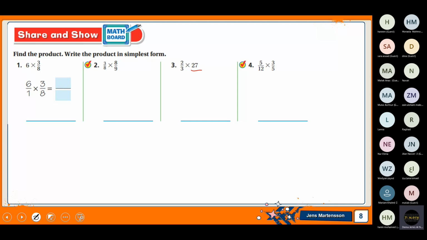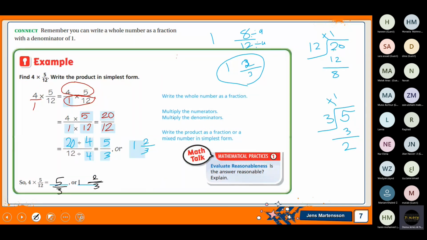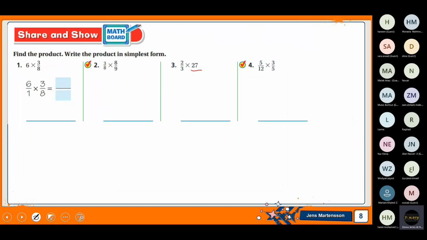Huriya, listen to me. Here we have 2 over 3 as a fraction and 27 as a whole number. How will you write the whole number as a fraction? Look at me here, what I told you before. You want to write it as a fraction, you have to put the denominator as what? How do you write a whole number as a fraction? That's how you write a whole number as a fraction. What will you write in the denominator here? One. That's it. Then what do you have to do next?